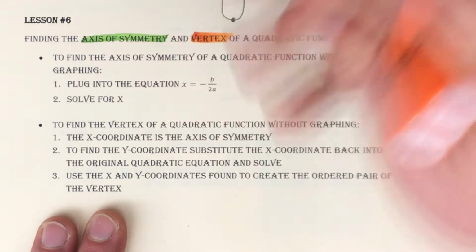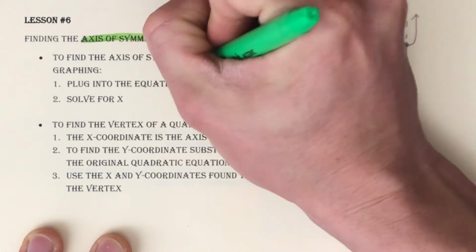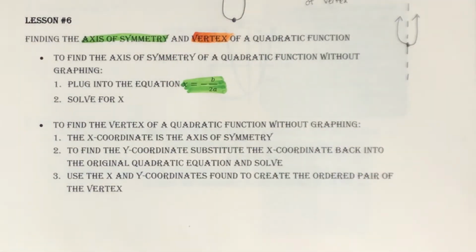Let's start first with the axis of symmetry. How do we find the axis of symmetry of a quadratic function without graphing? To be honest, it's really just a formula that we use. And that formula is x equals negative b over 2a. So x equals negative b over 2a. That's what we're going to use. That's something you're going to want to memorize as you go, but the more you use it, the easier it is. We simply plug in the information for b and for a, and then we solve it for x.